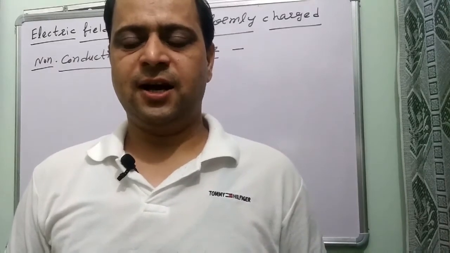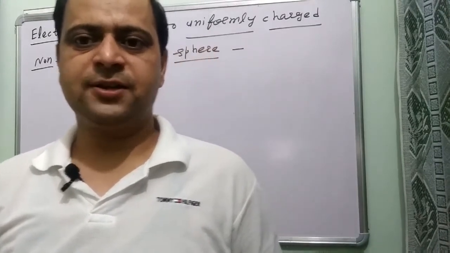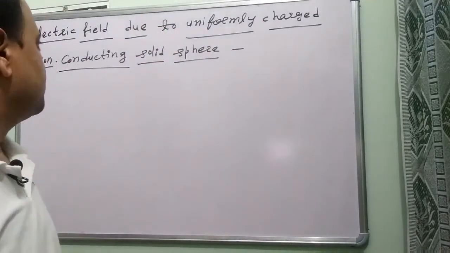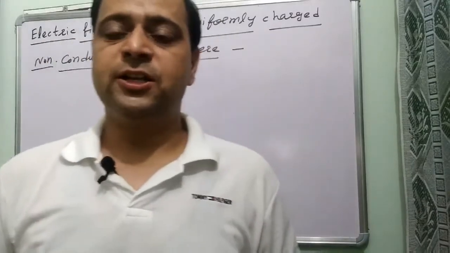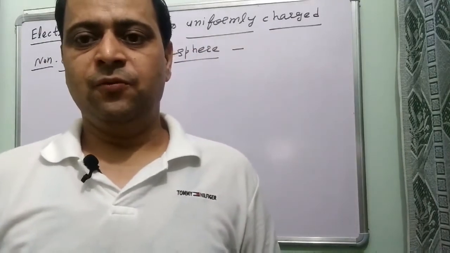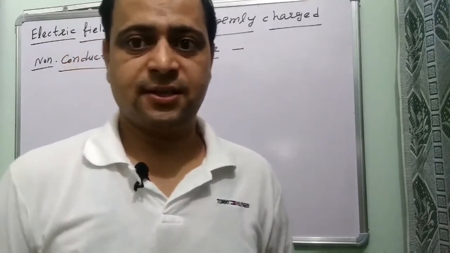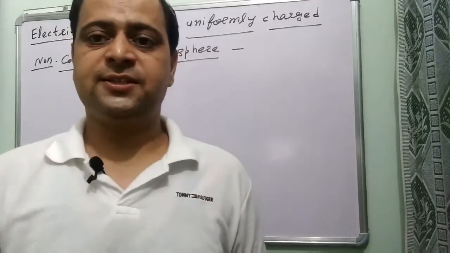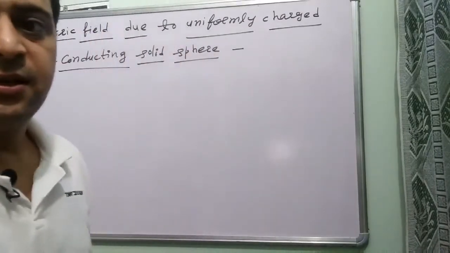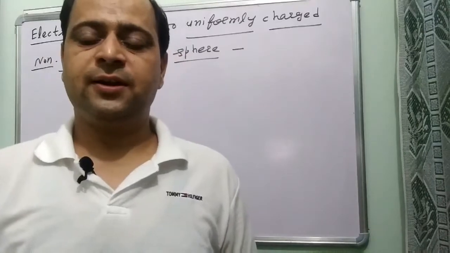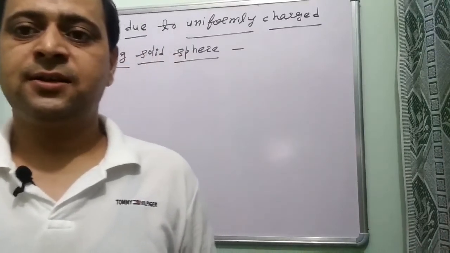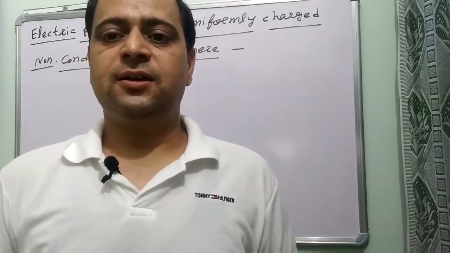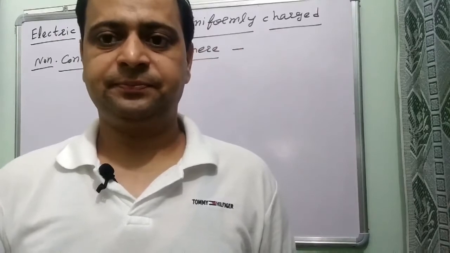Good morning students. Today we take the next topic. We consider a new topic: electric field due to a uniformly charged non-conducting solid sphere. We have a solid sphere of radius r. In this topic we have three cases. First case, outside the solid sphere; second case, on the surface; and third case, inner side of the sphere.